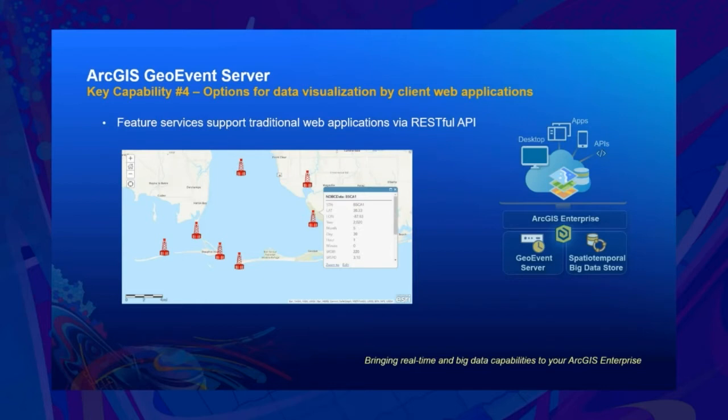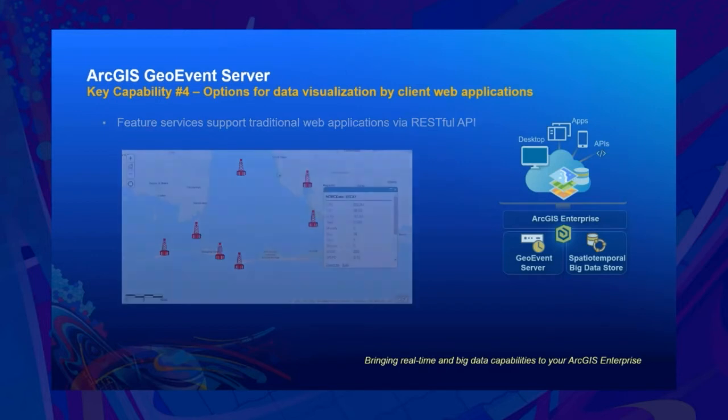All of these different service types can then be consumed in client-side web applications, such as a web map or an operations dashboard, to then display the features. In the example you see here, a simple feature service has been used to display the real-time location and attribute data of buoys as feature records in a web map. This process data, of course, is stored in an enterprise geodatabase.